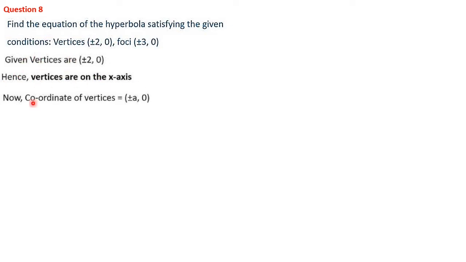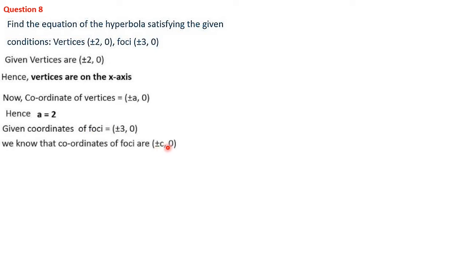Then we can write the general form. Coordinate of the vertex formula is plus or minus a, 0. So here when we compare plus or minus a and here coordinates plus or minus 2, a will be equal to 2. A is equal to 2. Then coordinates of foci is plus or minus 3, 0. So the general form of foci is plus or minus c, 0. So plus or minus c, 0 and plus or minus 3, 0. When we compare these two, we will be getting c is equal to 3. So we have a and we have c.